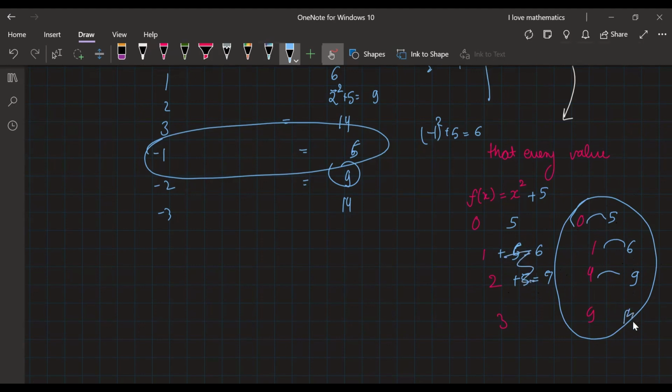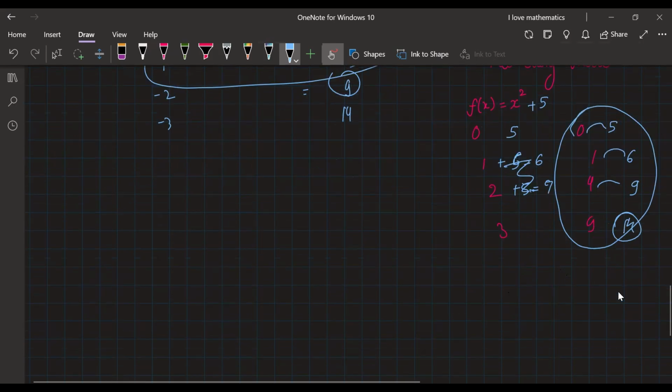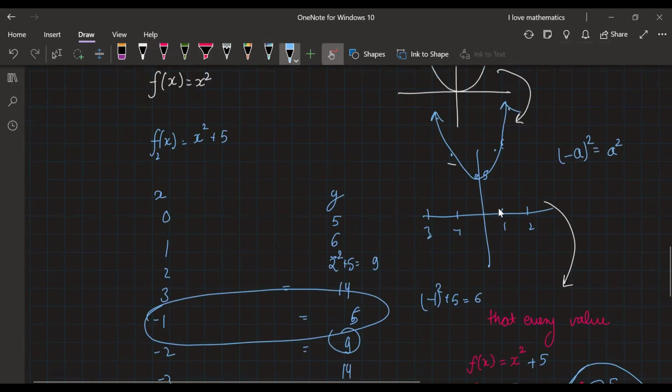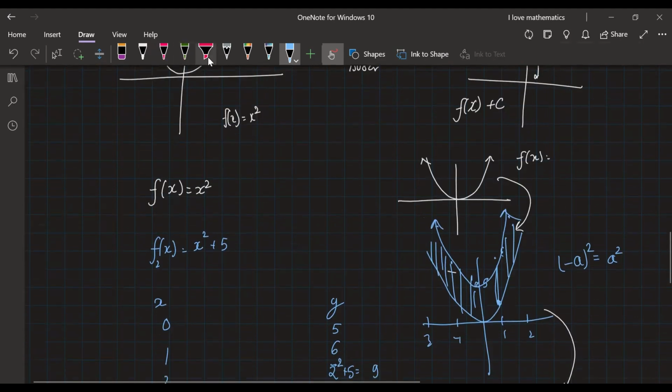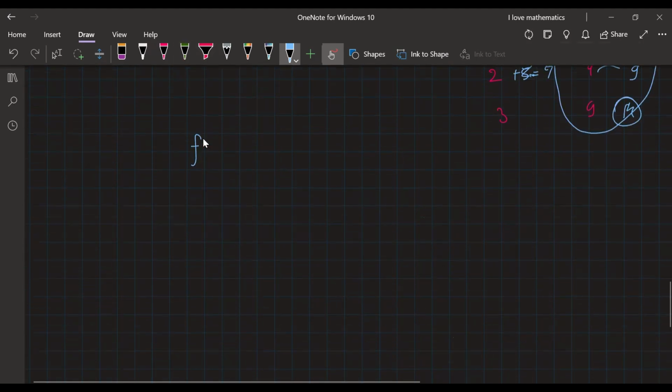is 14. So the y value is increasing, which means at any point, like x squared, at this point the value of y goes up 5 units. Same for here, same for here, same for every point of the graph. That's why the graph of f of x equals x squared plus 5 is just the graph of x squared, moved up 5 units.